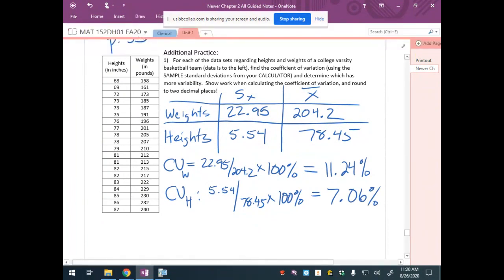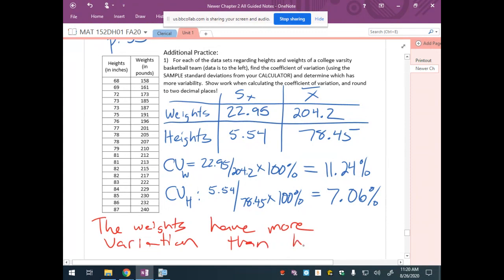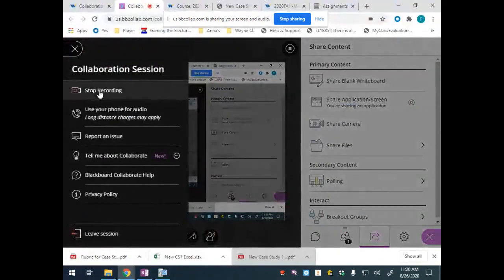So what can I write as a sentence to discuss it? Just one sentence. What could I do? What can I say? Yeah, the weights of basketball players. Weights have more variation than heights. That's all I need. All right, so that's going to do it for this particular example. We will see one like this on a test.